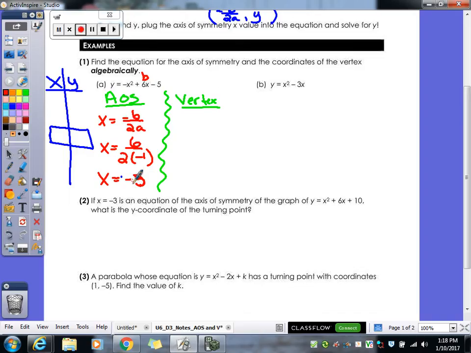Oh, what did I do? Oh, yes, I forgot the negative here on the top. Sorry. So it's negative b, so it's negative 6 over 2 times negative 1. So now this is going to change to a positive 3.